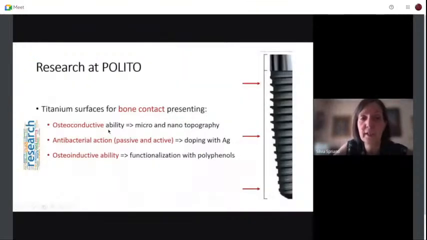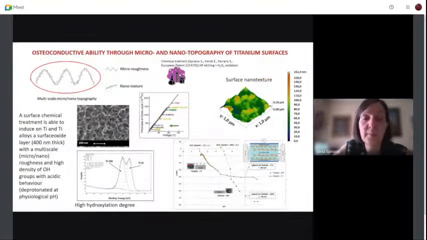results concern the osteoconductive ability through a micron and nano topography. In this case, the nano topography was obtained through a chemical etching, and it is interesting because it is a multi-scale topography. You have a roughness of about 0.3 microns, and then you have a nano roughness superimposed on the micro one, just of 10-20 nanometers. And this is because during the chemical etching, you have the formation of a titanium oxide layer that is about 400 microns thick, and you can recognize the color of the titanium oxide. You can see it here in this small figure in the bottom right.